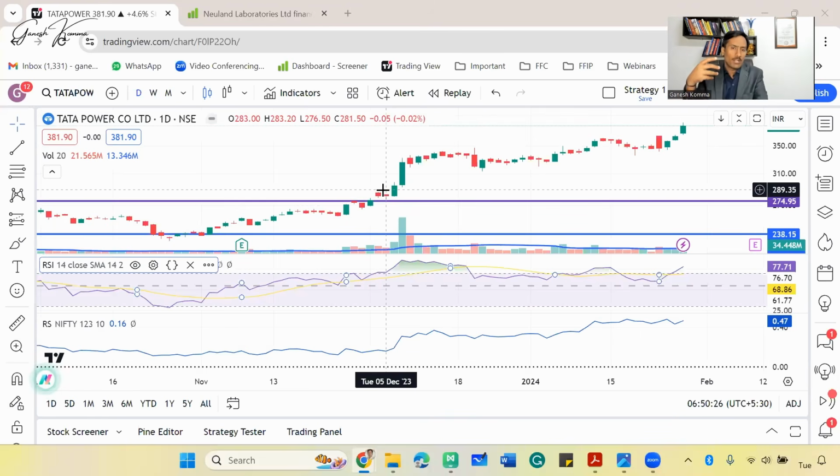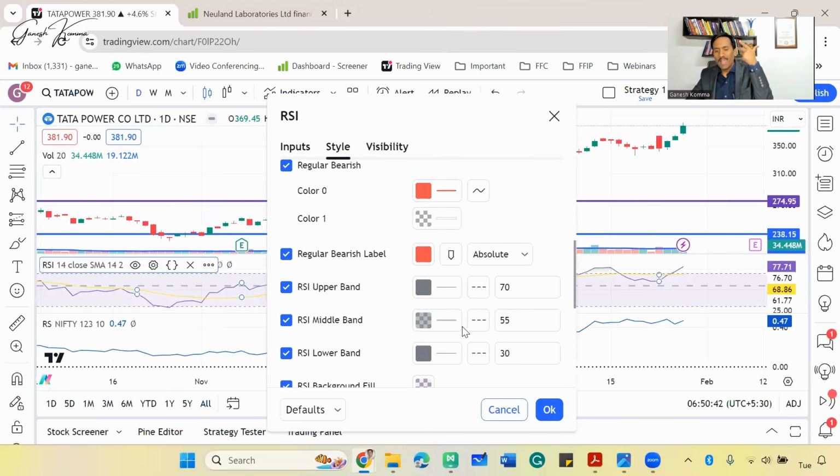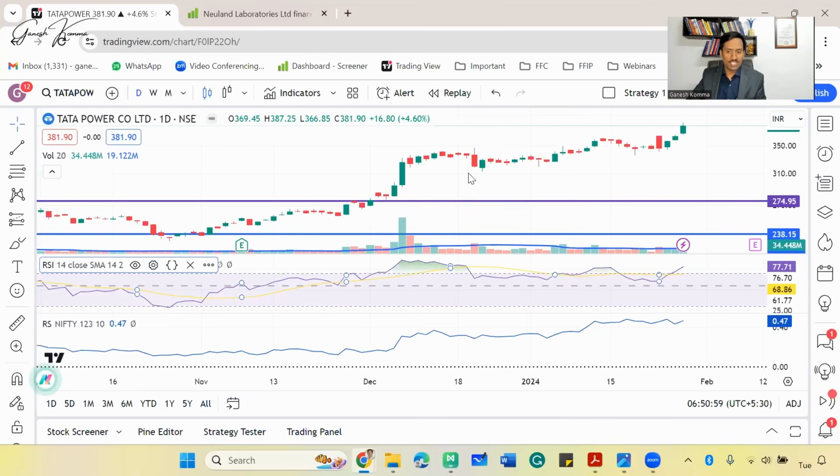So strength means what? Strength means price and volume giving some good indication. RSI, relative strength index wise, slowly it is picking up strength. So I hope everyone understood about the middle band, upper band, and lower band. The middle band is like a comfortable zone, and that comfortable zone you can fix at 50 points or 55. Once it is moving from middle to upper, it is accumulating more strength.